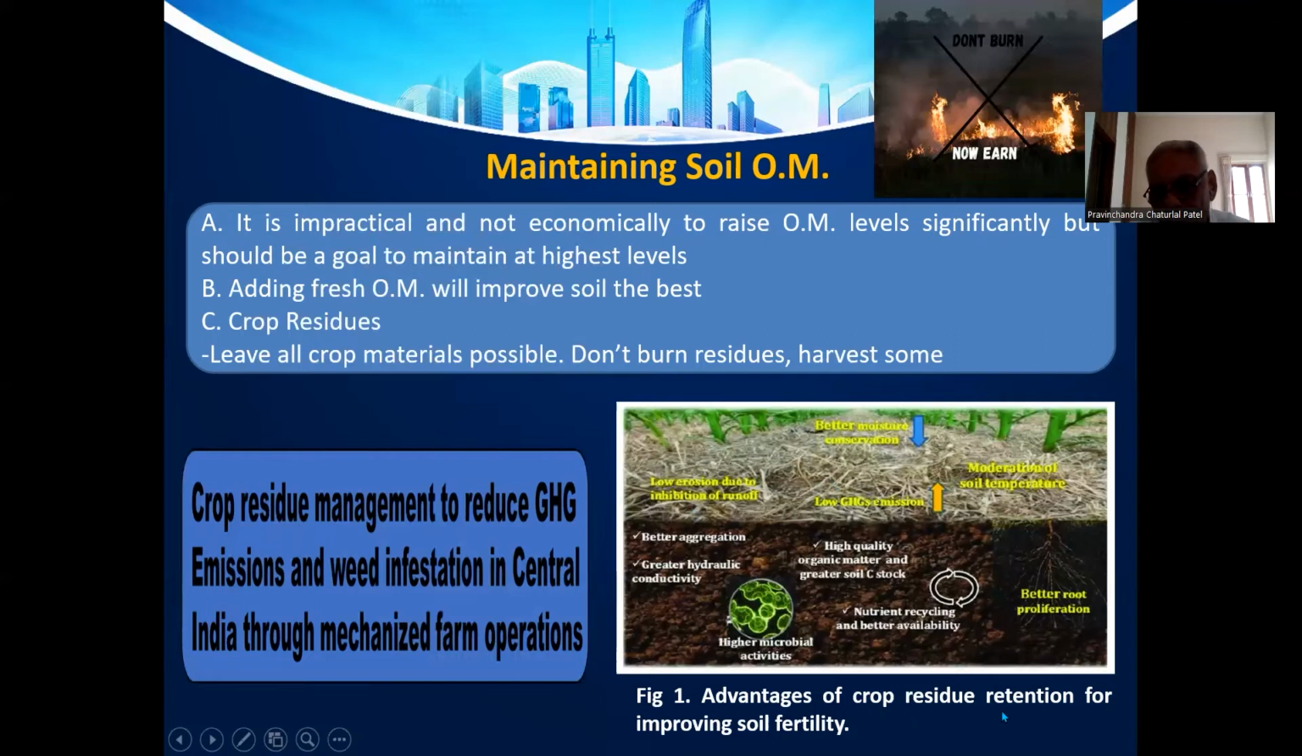Then the advantages of crop residue retention for improving soil fertility. When you retain the crop residue, there is better aggregation, low erosion, better root proliferation, high quality organic matter, and greater soil carbon stock. Also better moisture conservation. I told you that when you maintain the soil organic matter at the highest level, there is better moisture conservation, you cut down the irrigation water, and you maintain the soil fertility.